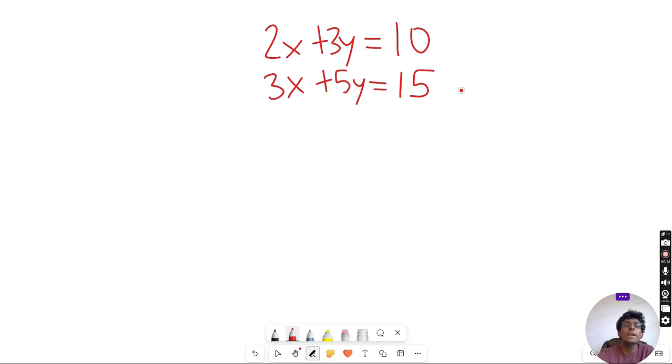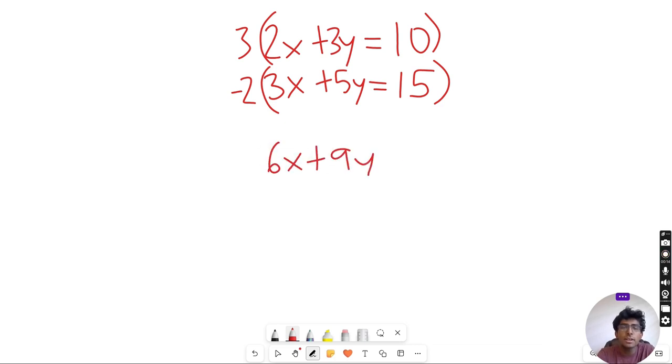So I'm going to go ahead and, it doesn't really matter which one you multiply. Negative-wise, you have to multiply this by 3 and 2, though. I'll pick the bottom one to multiply times -2, though, right? That makes sense because we're trying to get to 6x and -6x, respectively. So if we rewrite this top equation, we're going to have 6x plus 9y equals 30. And then our bottom equation is going to be -6x minus 10y equals -30.